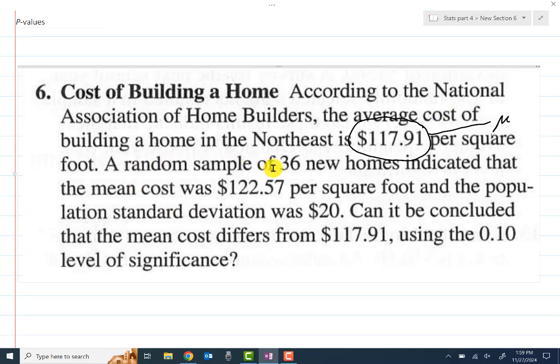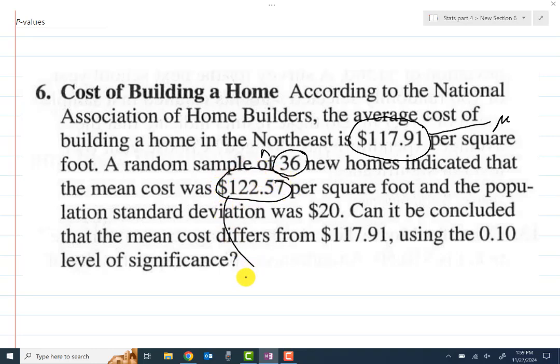A random sample of 36 new homes. That's n. I don't know where I can put n, but I'll put it in there. There's n. The mean cost of the sample, that there is x with a bar, and the population standard deviation was 20. So this is where we know the standard deviation for the population. So that guy right there is sigma.